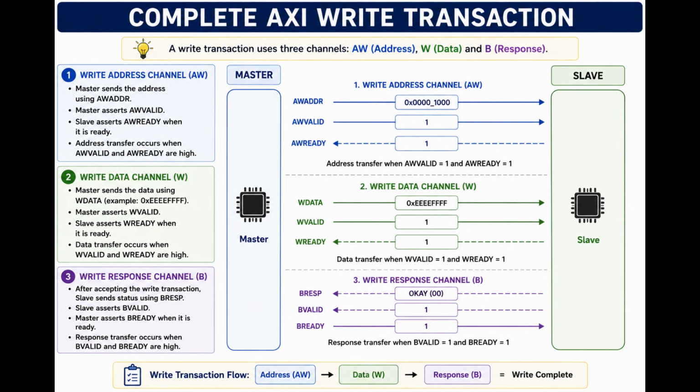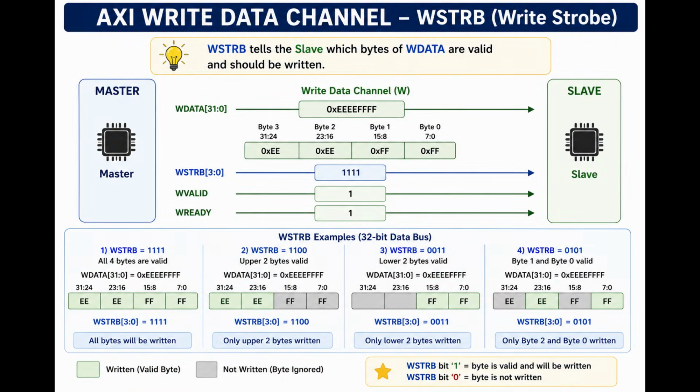The response transfer takes place when both VALID and READY are high. So a complete AXI write transaction uses three independent channels: AW for the address, W for the data, and B for the write response. Now let's understand another important signal in the AXI write data channel, WSTRB, the write strobe.